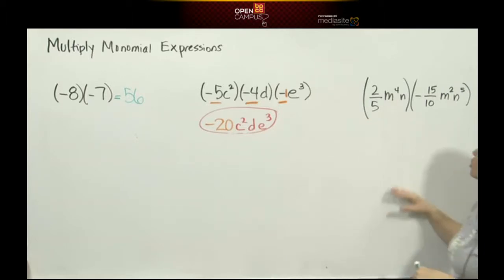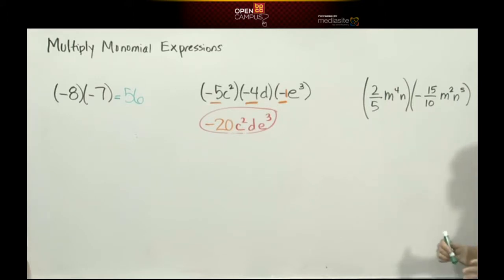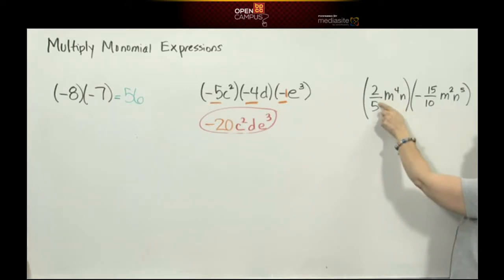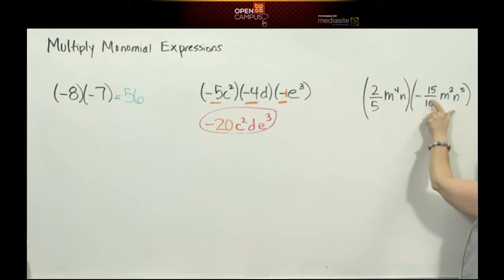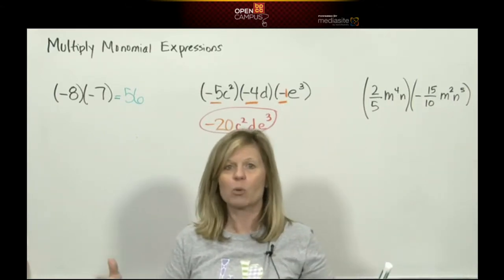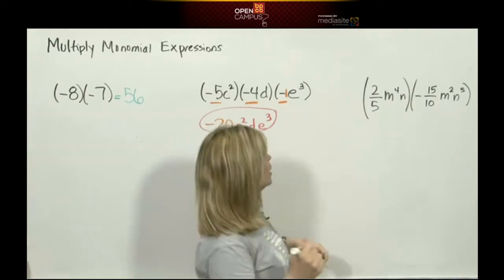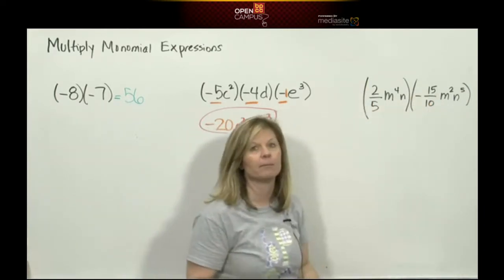Let's try one more. Let's try with fractions. I know you guys don't like fractions, but we're going to have a lot of fractions in algebra. Got to get over it. Again, everything here is a monomial. It's all connected by multiplication. Everything in here, this whole term is a monomial, connected by multiplication. So the rule is to multiply monomials, we first start with the numbers, the coefficients. So we're going to multiply 2/5 times -15/10.